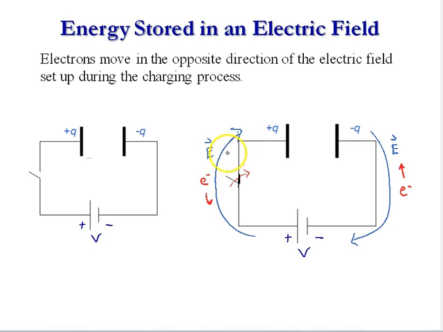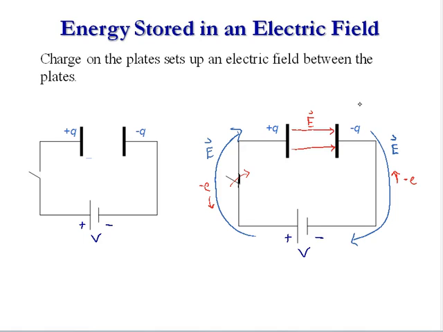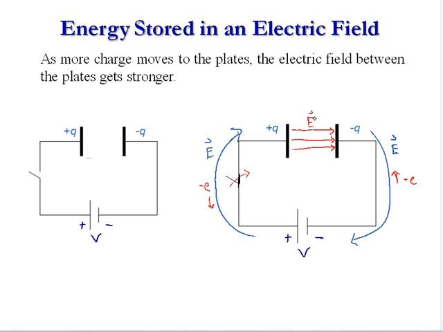Electrons are going to move in the opposite direction of this electric field. So electrons will move from the positive plate of the capacitor to the positive terminal of the battery, and from the negative terminal of the battery to the negative plate of the capacitor. Electrons are moved in this process as charge builds up on the plates of the capacitor, and electric field builds up between the plates of the capacitor.